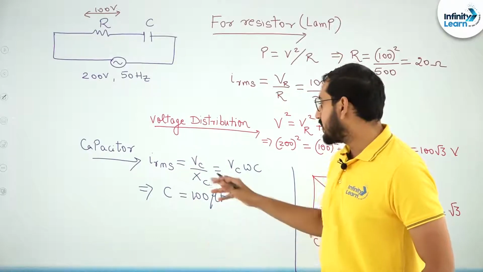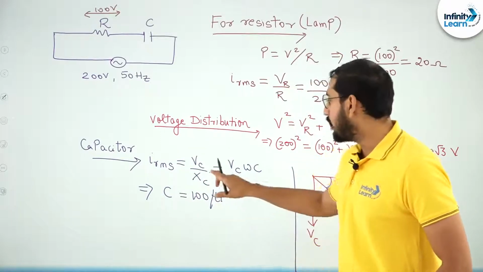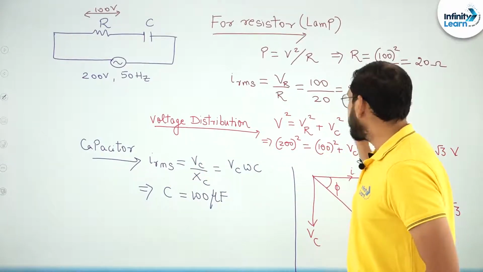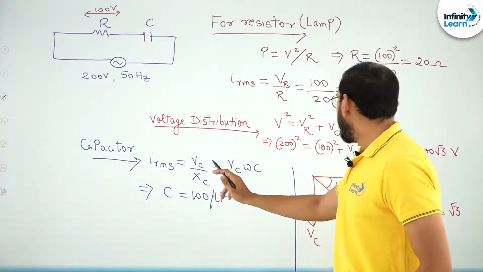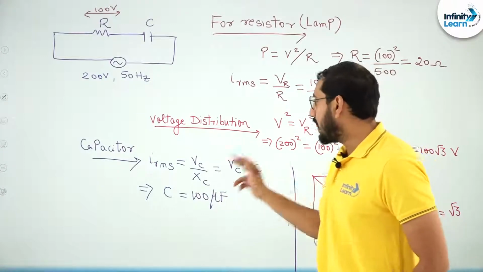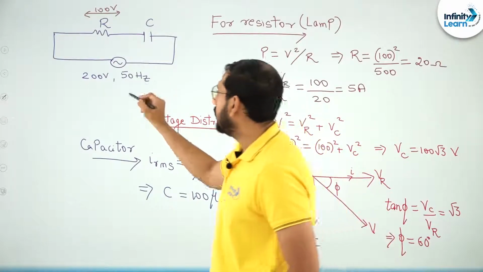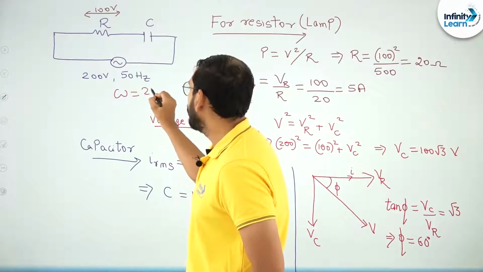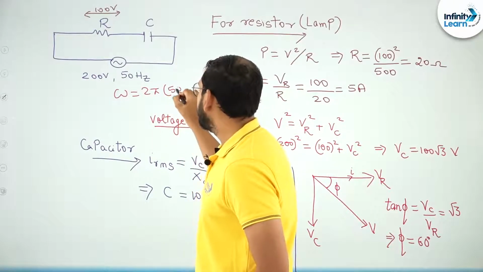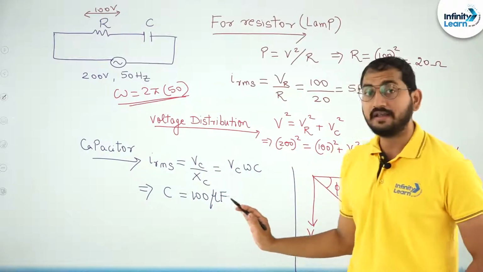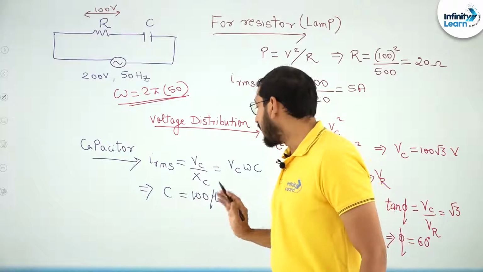What is XC? That is the capacitive reactance which is given by 1 by omega C, right. Now I know the value of I RMS, that is equal to 5 ampere. VC I know, we have already calculated 100 root 3. And omega is given in the question. How to find omega? Omega you can write down as 2 pi f. F is 50, so this will be your value of omega, right. After putting all the values, you will get capacitance as 100 microfarad.